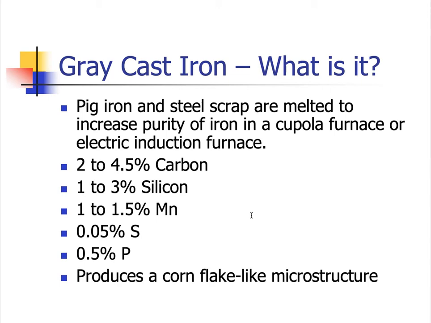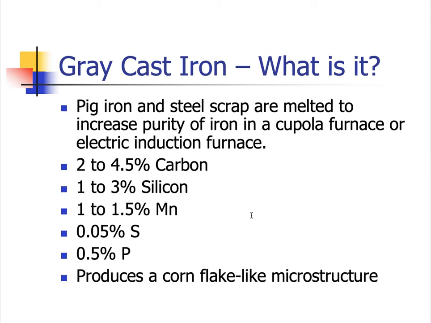Okay, what is gray cast iron? Gray cast iron is essentially pig iron that we kind of purify a little bit, and we can remelt the pig iron, and then we put some steel scrap in there and maybe some other cast iron that we got from scrap from, let's say, radiators and old equipment, things like that that are no longer useful that we recycle.